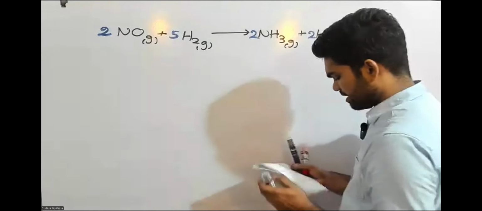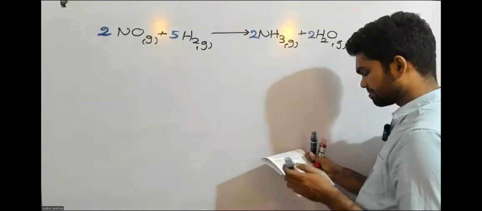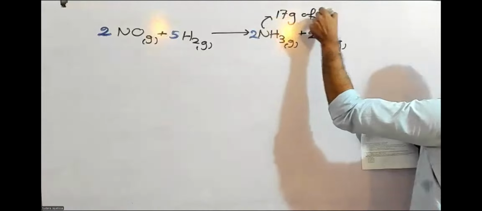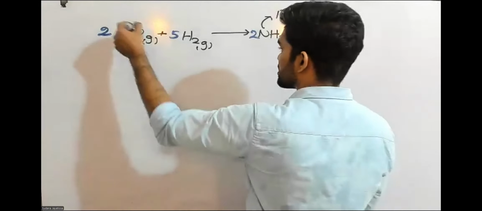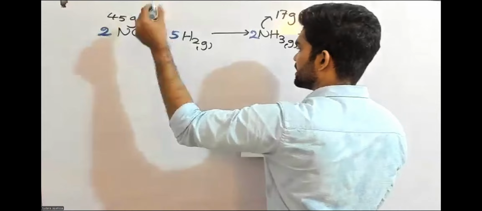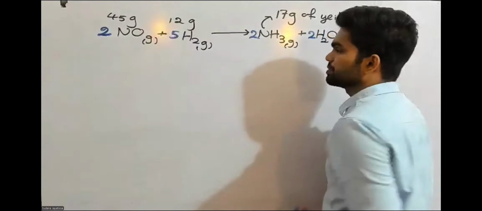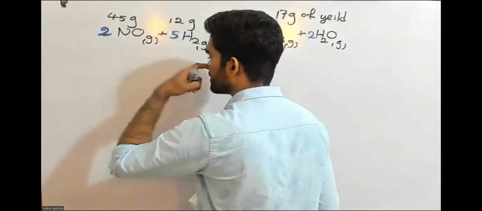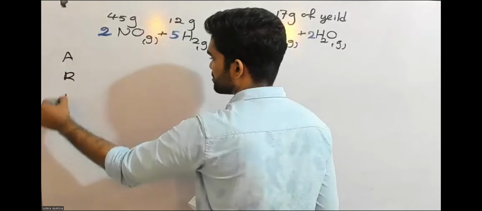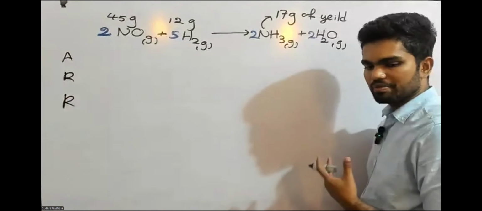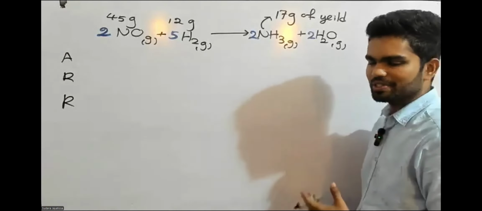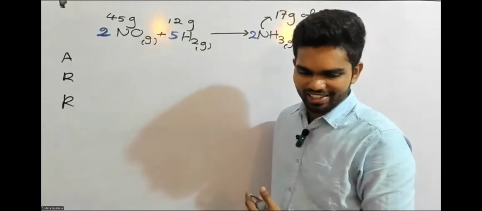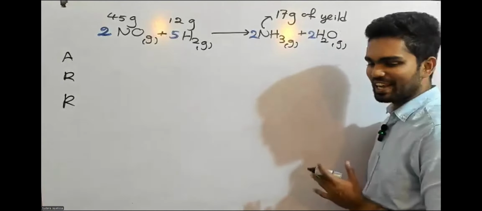And it says that they get 17 grams of yield, and they have added 45 grams of NO and 12 grams of H2. Now, here we are following the added reacted remaining method. I hope you remember that one. In each paper, I gave one question at least because it's so good to revise again and again. So here we are doing another question today, right?